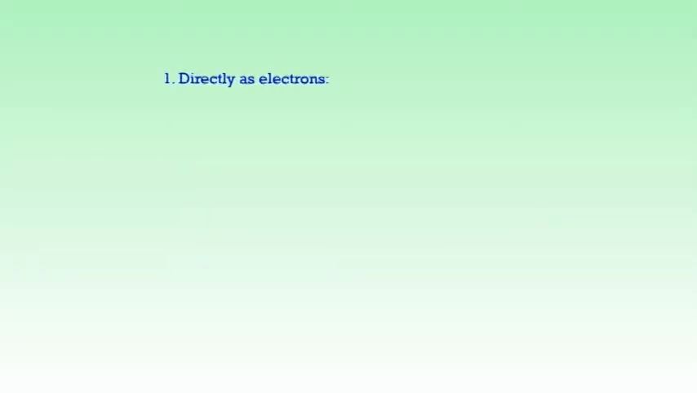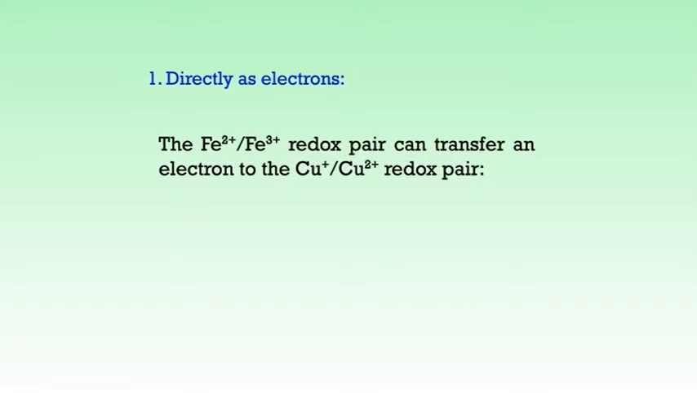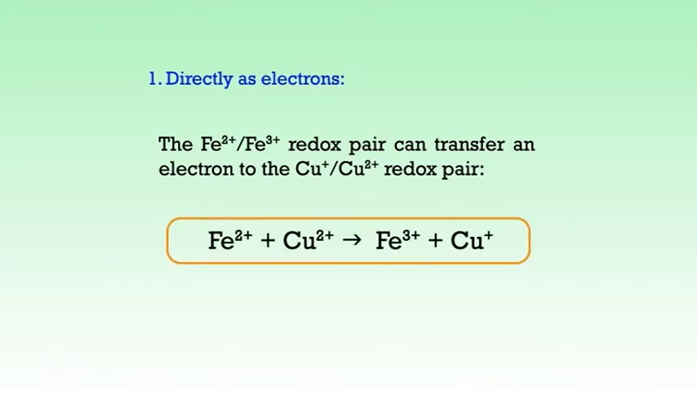Electrons are transferred from one molecule, the electron donor, to another, the electron acceptor, in one of 4 different ways. Number 1, directly as electrons. For example, the ferrous and ferric redox pair can transfer an electron to the cuprous and cupric ion redox pair, as given in this equation.